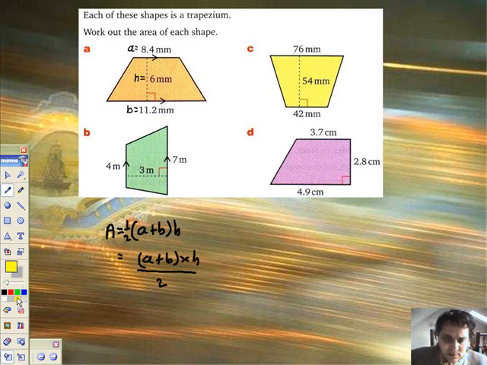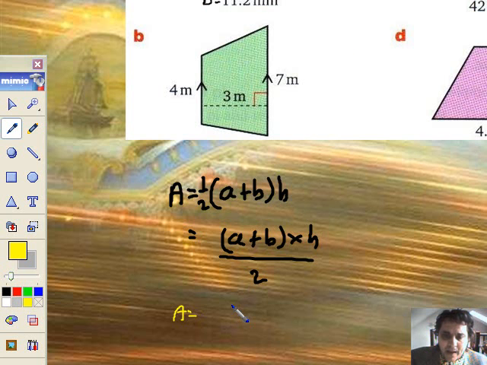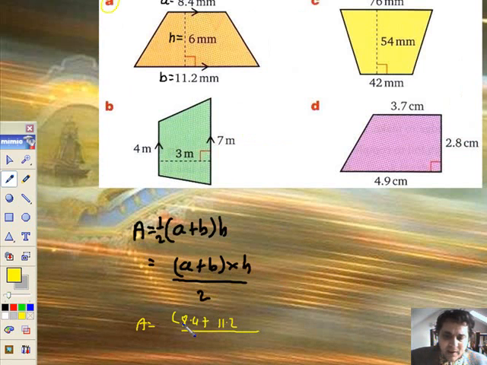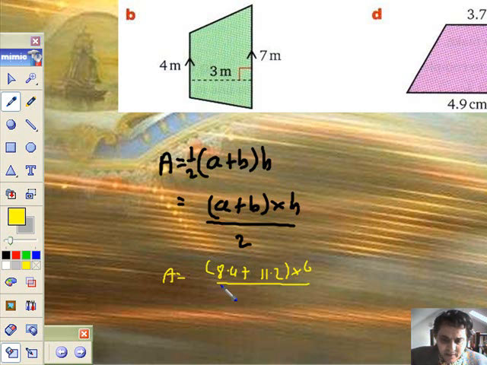So let's just do the area of shape A, and I'll do as many as I've got space for. Let's go yellow. So this is part A I'm doing right now. So here I go. I've got area is going to be 8.4 top bit plus 11.2 bottom bit. Get my answer, multiply by my height, which is 6, and then divide that by 2.